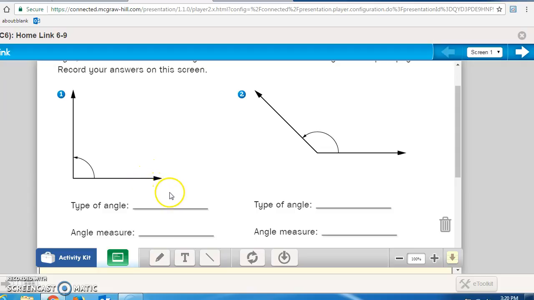Finish Math Masters, page 242. Then bring it up to me so I can check it to make sure that you're measuring accurately. And then you will be completed with lesson 6-9.